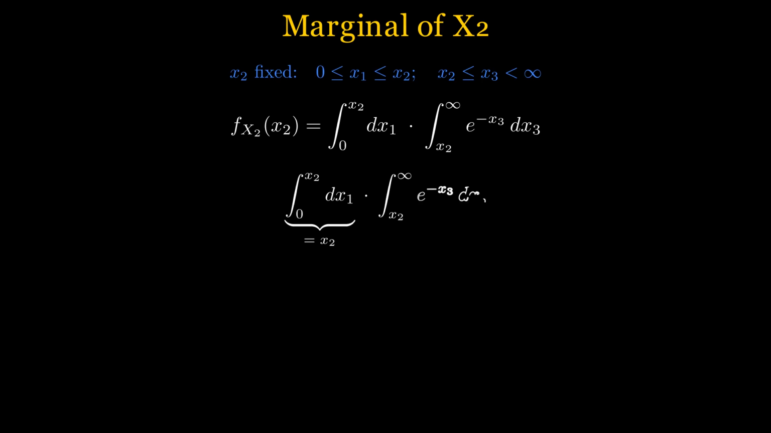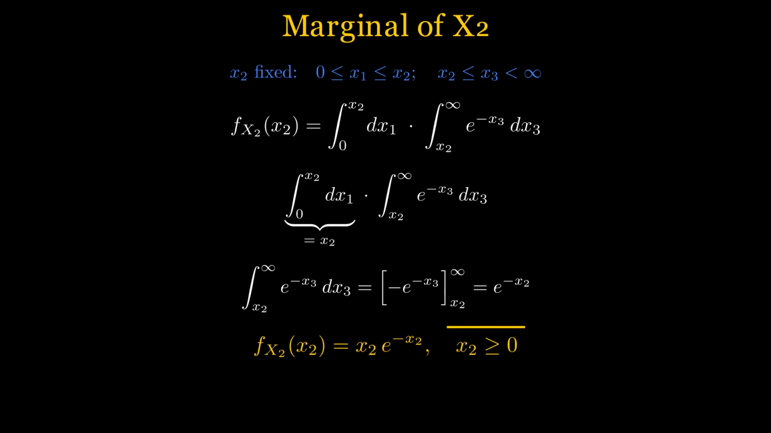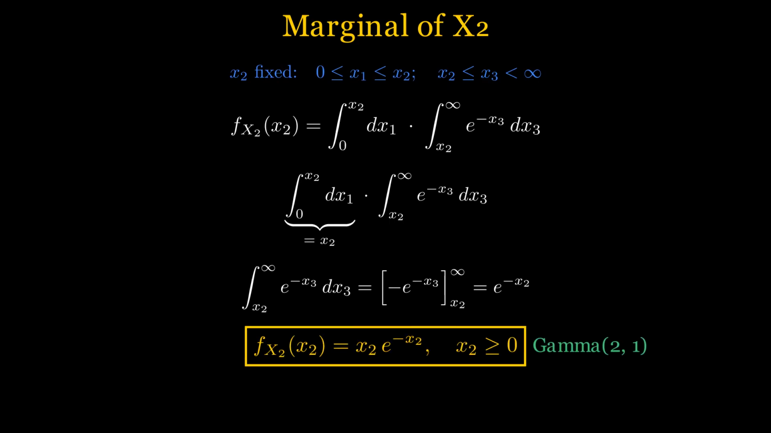The first factor: integrate dx1 from 0 to x2. This simply gives x2. The second factor: integrate e to the minus x3 from x2 to infinity. Evaluating the antiderivative gives e to the minus x2. Multiply the 2 factors. f of x2 equals x2 e to the minus x2 for x2 at least 0. This is a gamma distribution with shape 2 and rate 1.